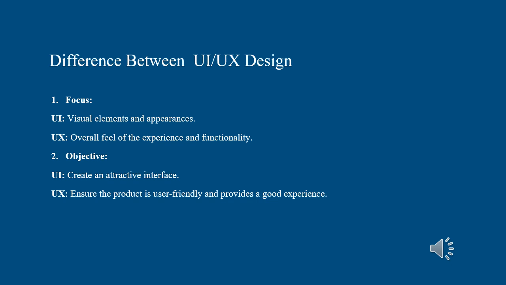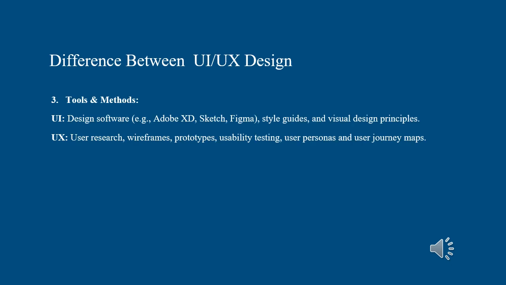Nextly, we have the difference between UI UX design. Firstly, UI focuses on visual elements and appearances, whereas UX focuses on the overall feel of experience and functionality. The objective of UI is to create attractive interfaces, and of UX is to ensure the product is user friendly and provides a good experience. Nextly, we have tools and methods. The tools used in UI design software are Adobe XD, Sketch, and Figma, and the methods used are style guides and visual design principles. In UX, the methods are user research, wireframes, prototyping, usability testing, user personas, and user journey maps.